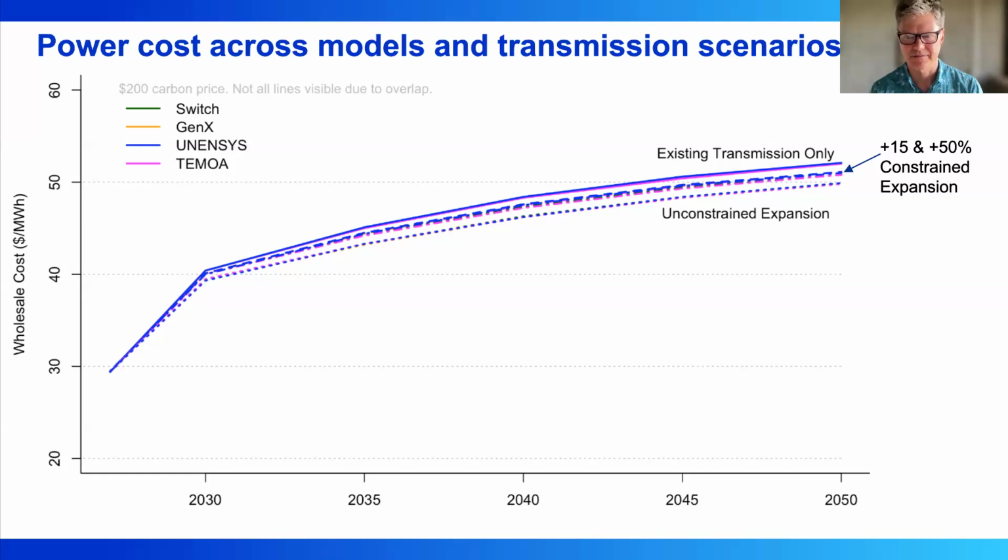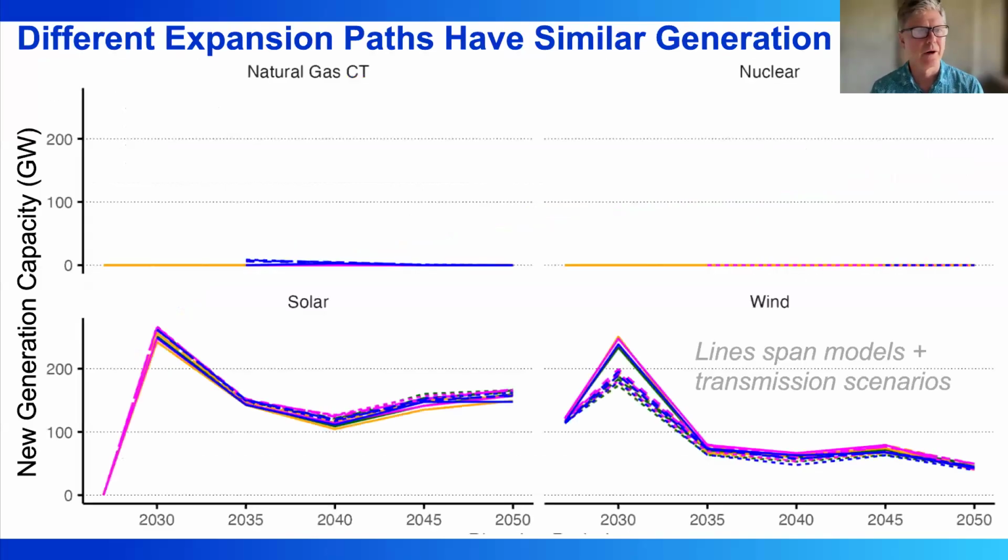And you can't even see it because the lines are kind of indistinguishable from each other. You see the plus 15 and plus 50% constrained expansion scenarios there in the middle. There are a bunch of different lines there, and you can't really see all the models. I decided not to try to unpack that because I think it shows you that the models are basically saying the same thing with remarkable clarity. We don't always see that in model comparisons. Okay.